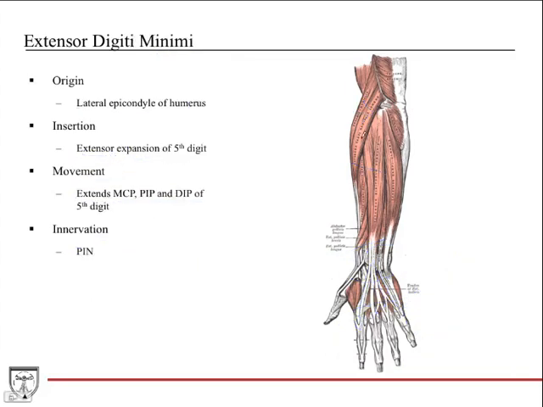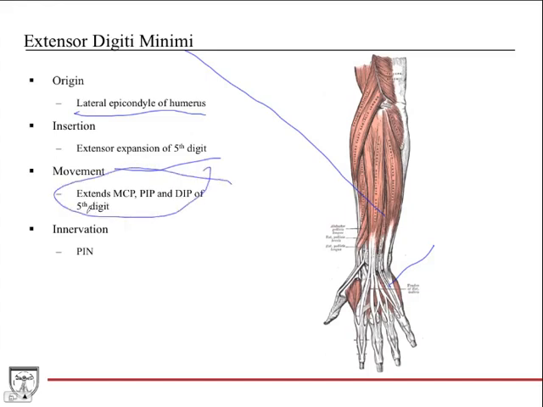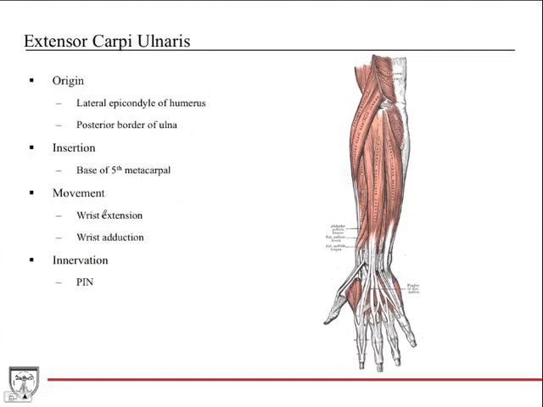Extensor digiti minimi. So that's this kind of little muscle right here, tucked more deep to these muscles here. And you can see it coming out here, and you can see this nice attachment onto the 5th finger here, the extensor expansion of the 5th digit. And this is a muscle. It originates on the lateral epicondyle of the humerus, on the lateral extensor wad. And if you can see here, it crosses the MCP, the PIP, and DIP joints. So it extends all those joints of the 5th digit, just the 5th digit. And then that innervation is PIN as well.